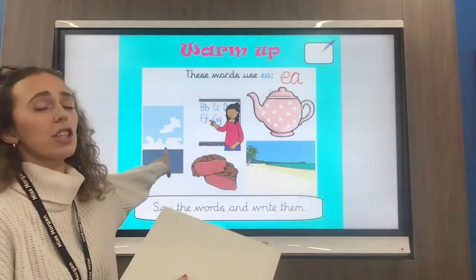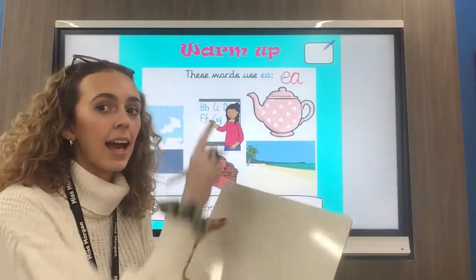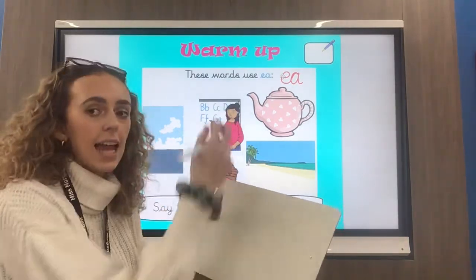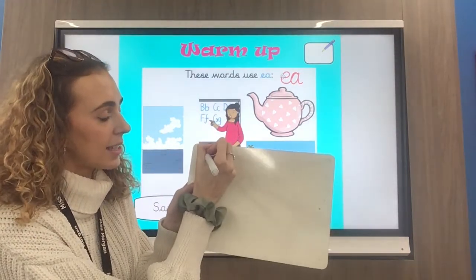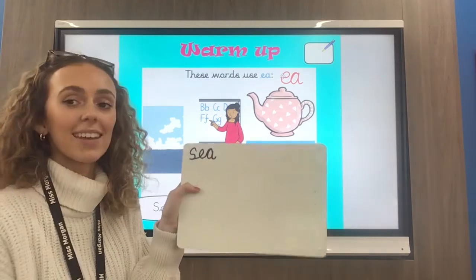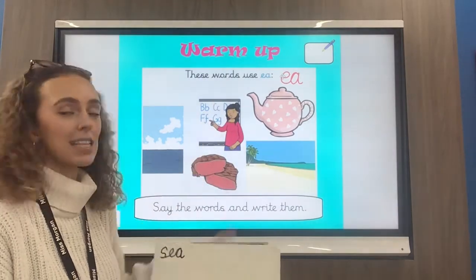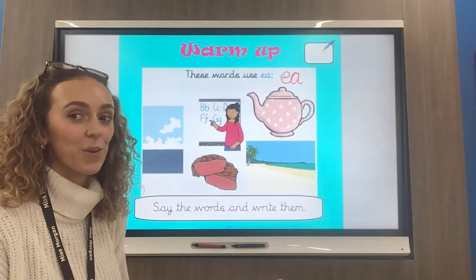So I'm going to start on this side, and I know that my word for this picture is sea, and it uses an E and an A. So this, E, sea. And I want you to do that for each of these pictures. Okay, off you go.